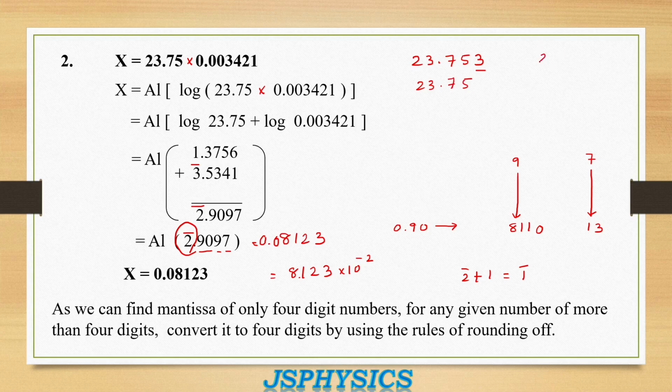But suppose the number is 23.756. If this last digit is equal to or greater than 5, then we have to add 1 to the previous number. So now this number becomes 23.76. So in that case, we have to see the log of 23.76, and accordingly we have to proceed for further calculations. Right? So that is about rules of rounding off. So that is a simple method to convert multiplication into addition so that the calculations become simple in logarithms.